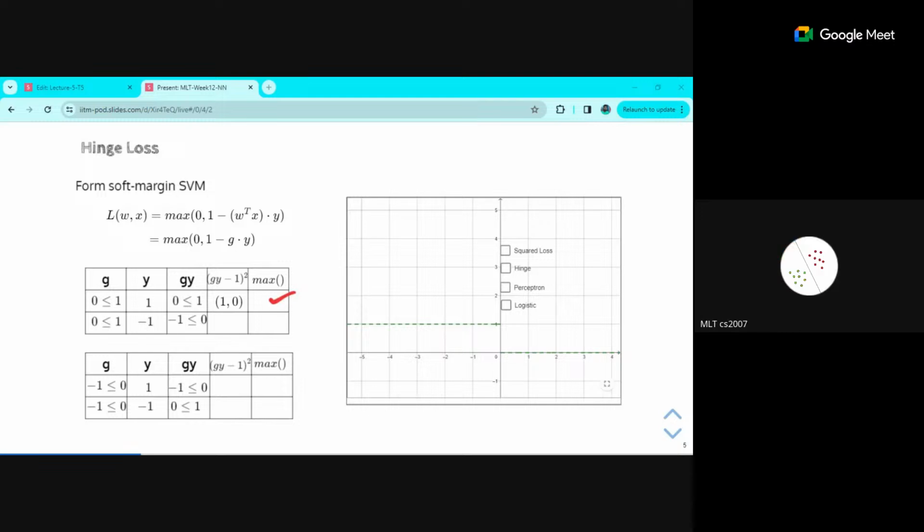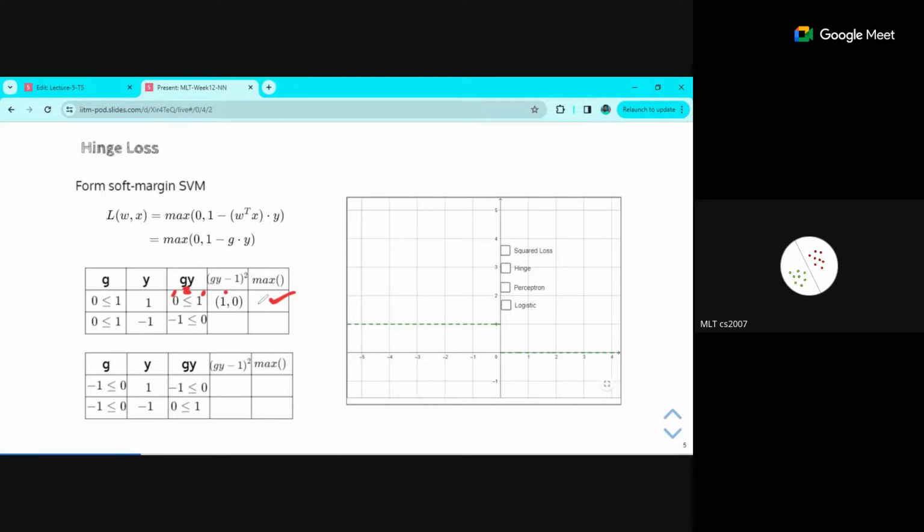I want the interval. See how I got this 1 and 0, because my product GY can take a value between 0 and 1. So I plug in these values, and I get the interval 0 to 1, right? The same thing I am putting here.